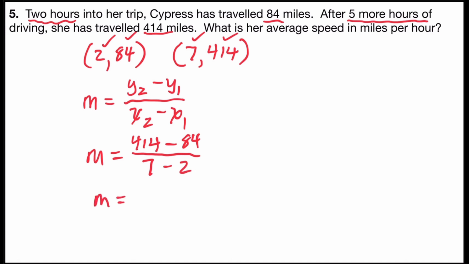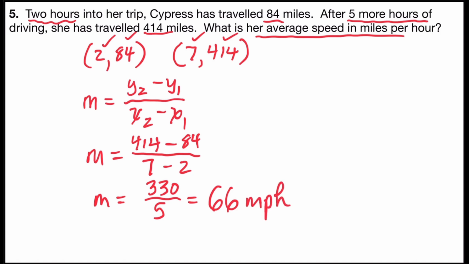And now I'll subtract and divide. 414 minus 84 is 330, and 7 minus 2 is 5. 330 is divisible by 5. If I divide that in a calculator, I get 66. So what is her average speed in miles per hour? It would be 66 miles per hour on her trip.